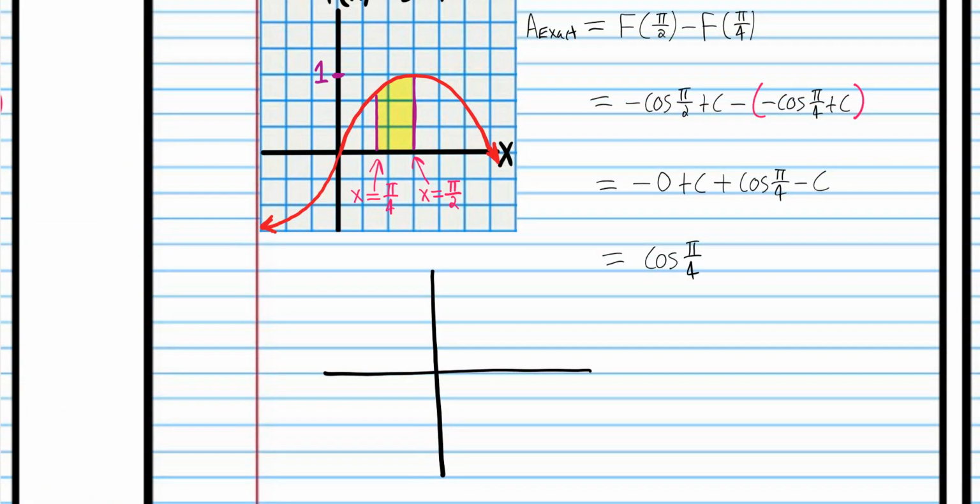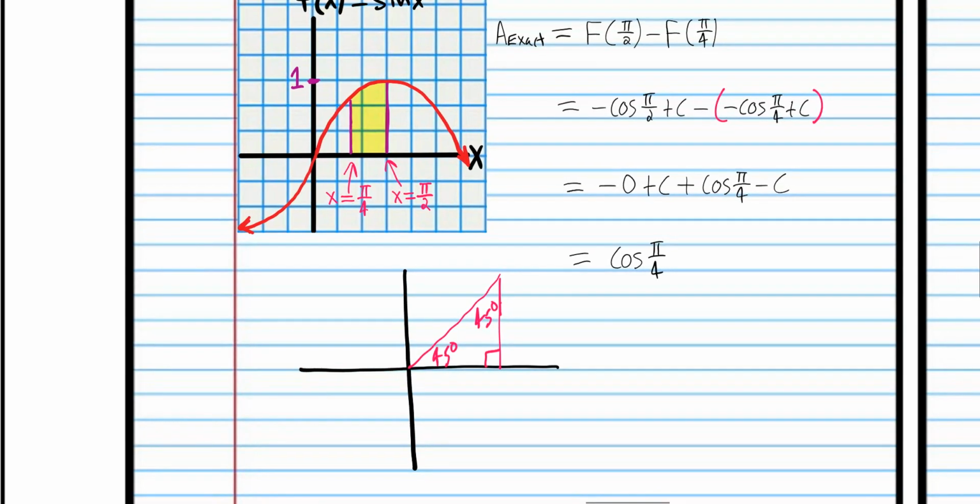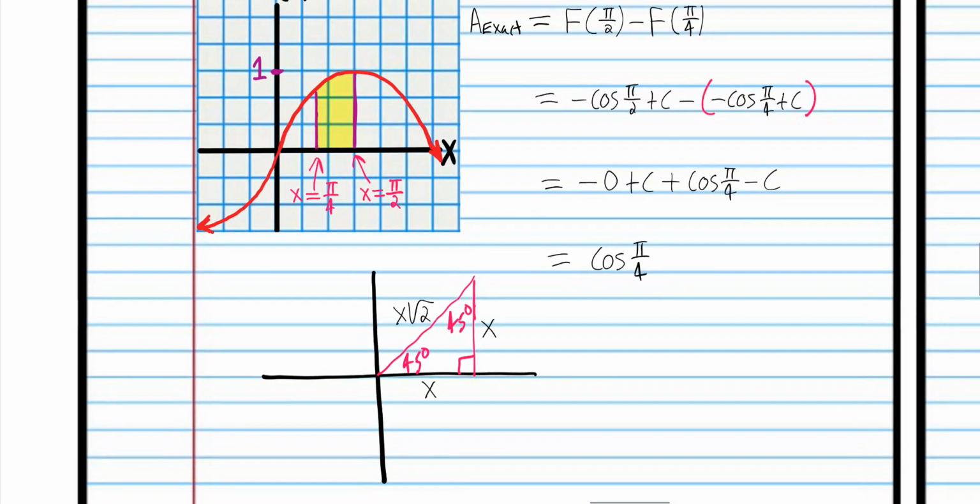Pi over 4, that would give us a triangle like this. That's 45 degrees, which is pi over 4. And so that's a 45, 45, 90 degree triangle. So these sides, whatever they are, the hypotenuse has to be that length times root 2. So cosine is the adjacent side of the reference angle divided by the hypotenuse. So that would be 1 over root 2. So if you got that answer, excellent.